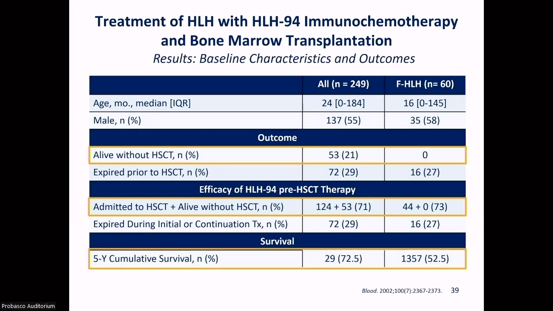And cumulative 5-year survival was 72.5%. So the takeaway is the HLH94 treatment protocol led to a major improvement in the pediatric primary HLH patient population. They decided that it was effective in inducing remission and cure in 54% of the patients. Altogether, 71% of these patients were successfully treated by this protocol. So they either went on to receive transplants or achieved long-term remission just through that initial protocol.